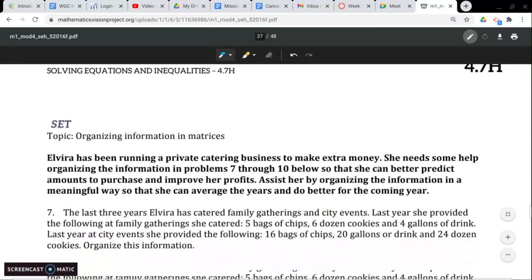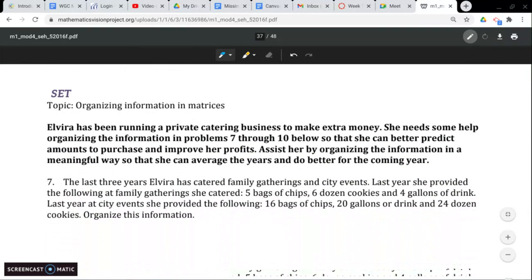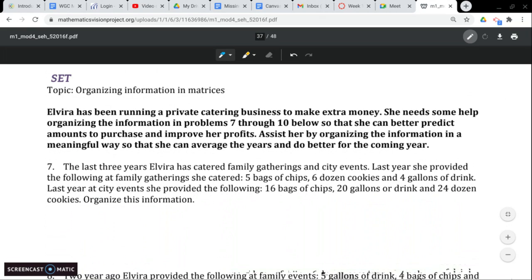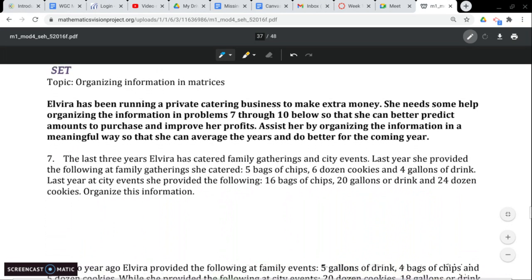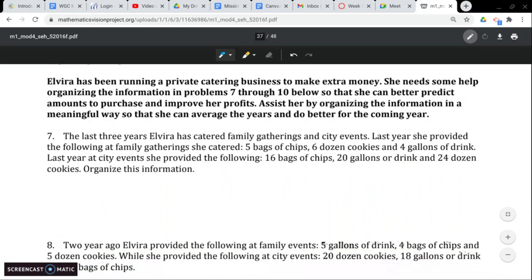All right. The next thing we're looking at is organizing information in matrices. So we're going to be looking at matrices today. Elvira has been running a private catering business to make extra money. She needs some help organizing the information in problems 7 through 10 below so that she can better predict the amounts to purchase and improve her profits. Assist her by organizing the information in a meaningful way so that she can average the years and do better for the coming year. The last 3 years, Elvira has catered family gatherings and city events.